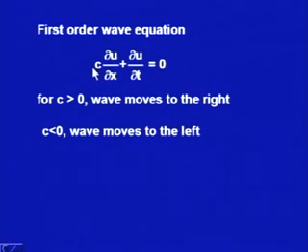So, the sign of C defines the movement of the wave. That is why this first order wave equation is actually called the transport equation, whether it is transporting towards the right or transporting towards the left.